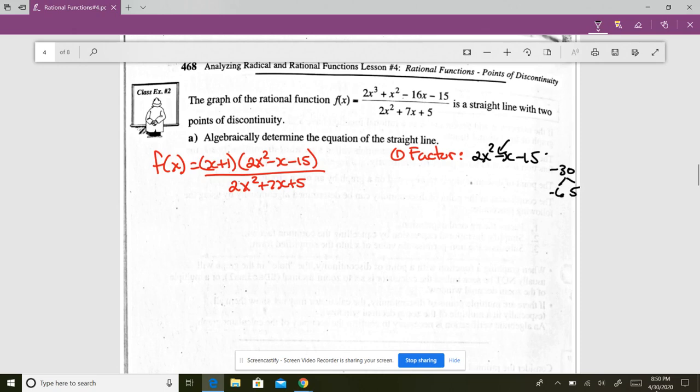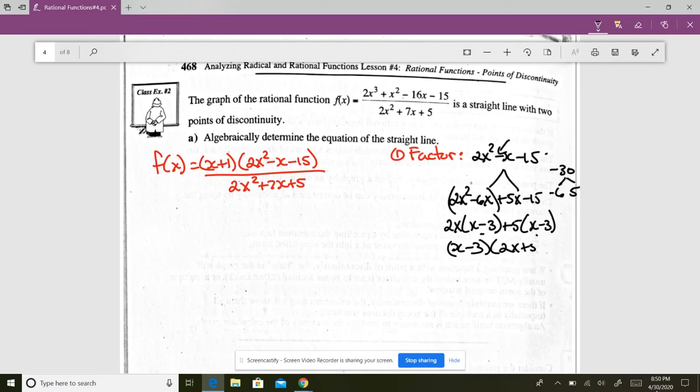Negative 6 and 5. So this becomes 2x squared minus 6x plus 5x minus 15. Bracket the first 2, take out a common factor, which is 2x. Second 2, I can take out a 3, or a 5, sorry. So I get x minus 3. You know you're doing it right when these brackets match. You essentially factor out the x minus 3's.